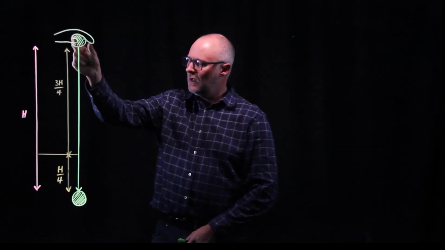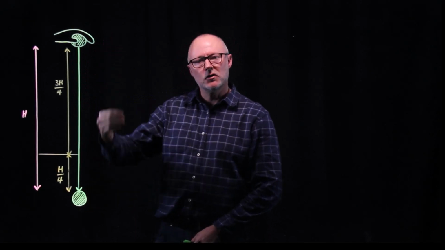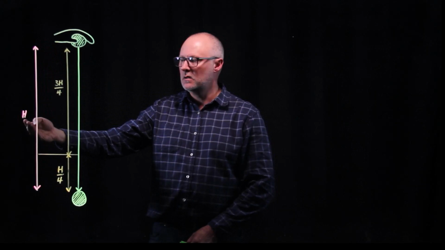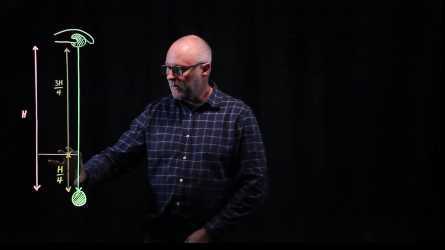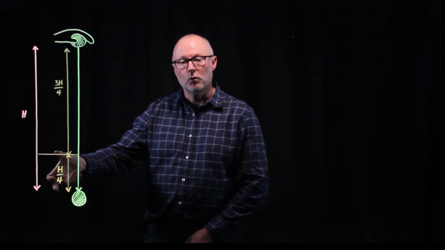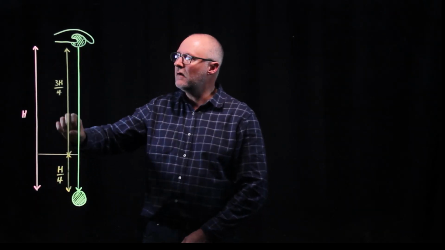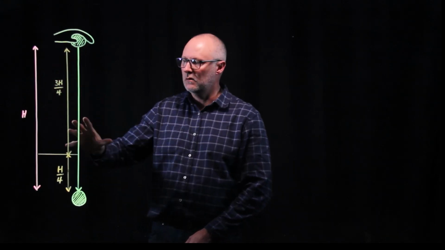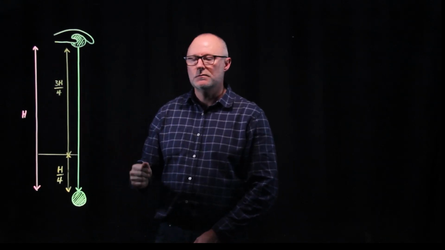We have a ball that's dropping, accelerating due to gravity, and it covers a distance h, and I've just labelled that with a capital H. We're breaking this into two sections. We have the bottom quarter of the journey, which means it travels h over 4, 1/4 of the distance, which means on the top we have 3/4 of the distance, 3/4 of h, or 3h on 4. That's our breakdown to try and solve this problem.